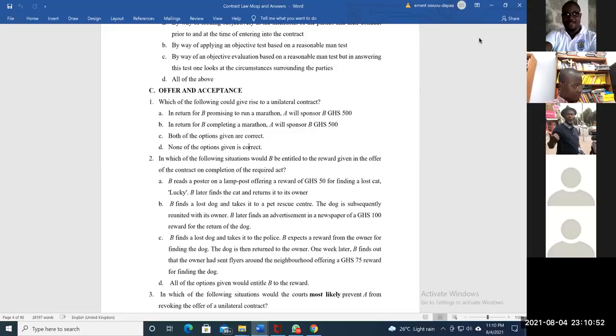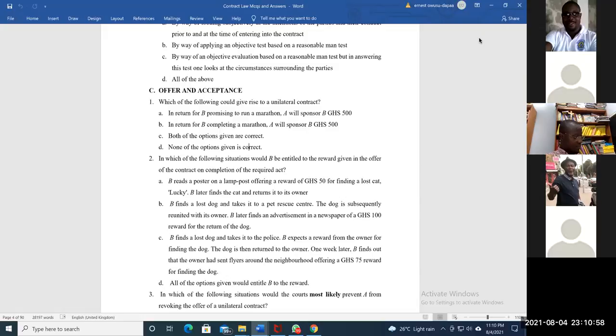I asked myself, with the two, which of them would be a bilateral offer and which of them would be a unilateral offer. Then I realized that A would be a unilateral offer, because in return for B, I'm promising to run a marathon, A would sponsor B.